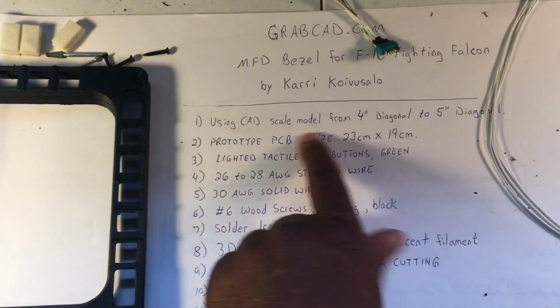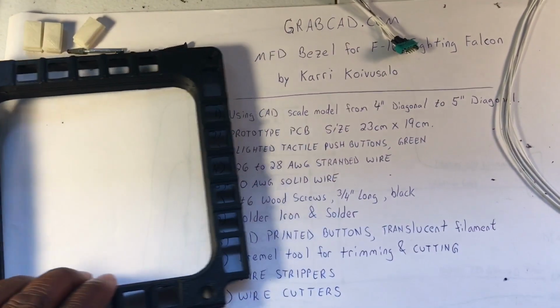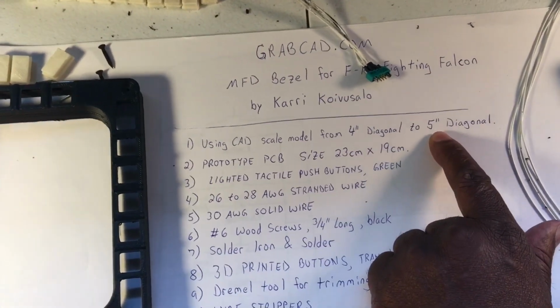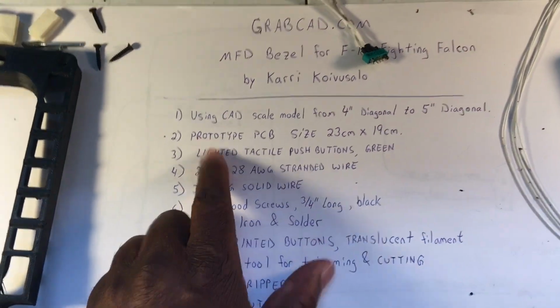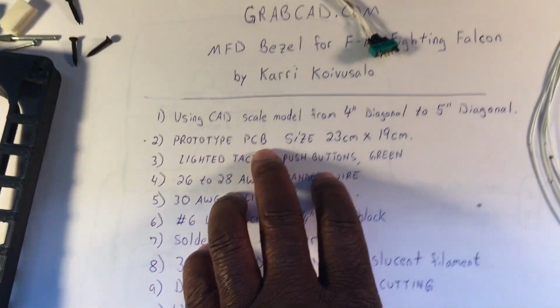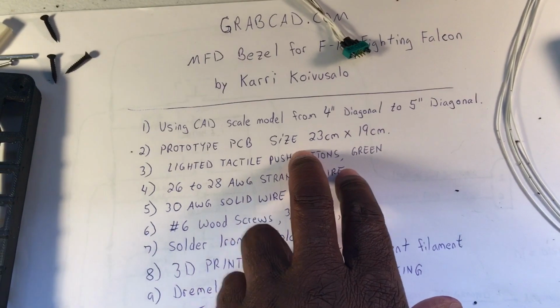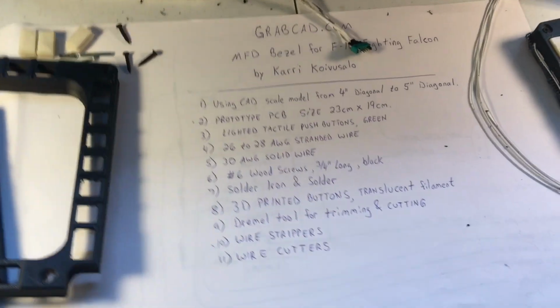And what you want to do is scale it, because the CAD file is actually this guy, but we want to size it so that it's a 5-inch bezel. So you'll scale it so that you'll end up with a 5-inch diagonal screen there. And then once you do that, you want to get some prototype PCB board, printed circuit board. I used 23 by 19 centimeter printed circuit board. That's actually something like this.